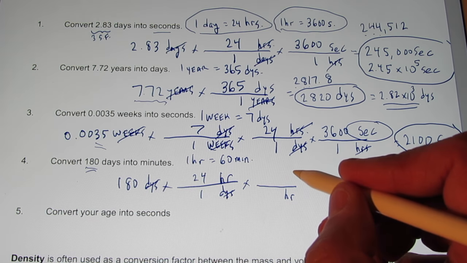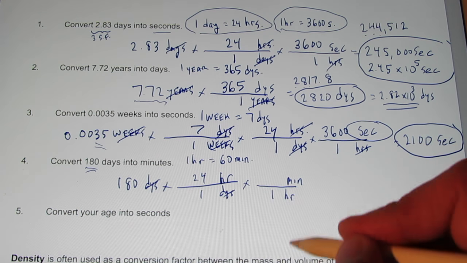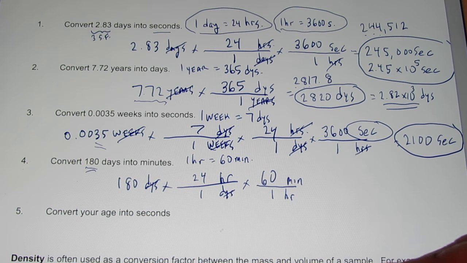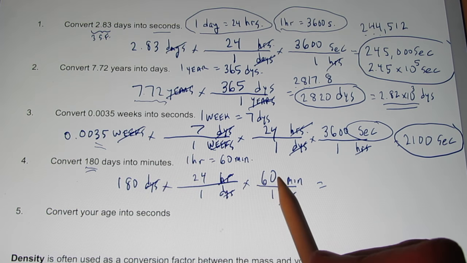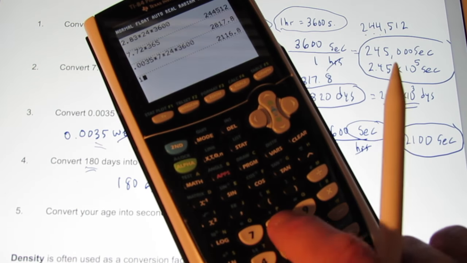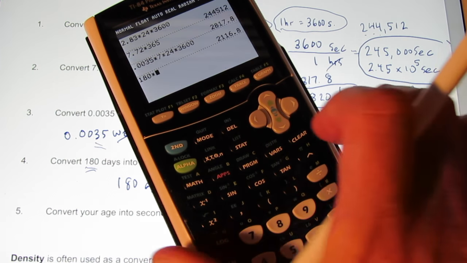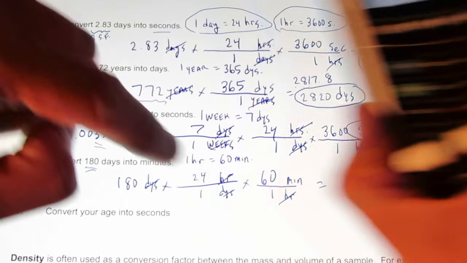So now we can hop out of hours, and we want to get into minutes this time. And 1 hour consists of 60 minutes, another definition. So since both these numbers are on top, I'm going to multiply by them. So let's see what we get. 180 times, what was it again? 24 times 60.